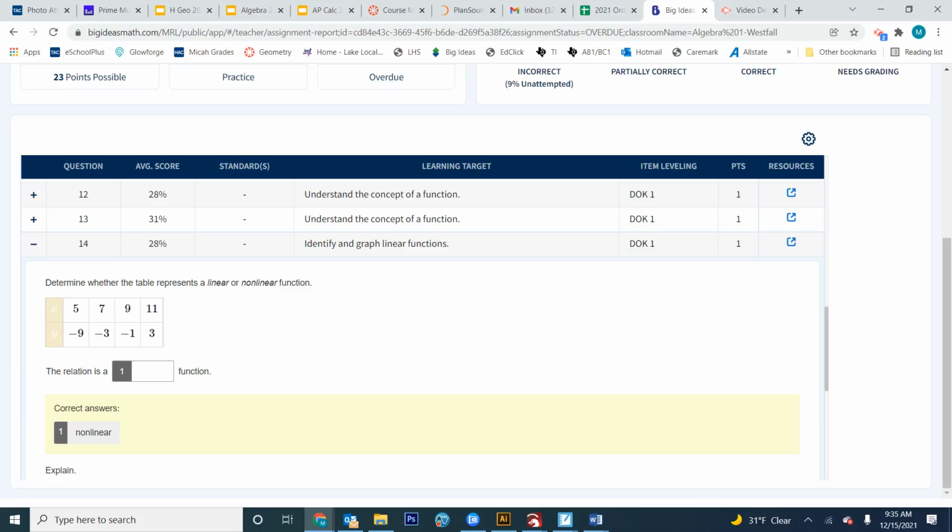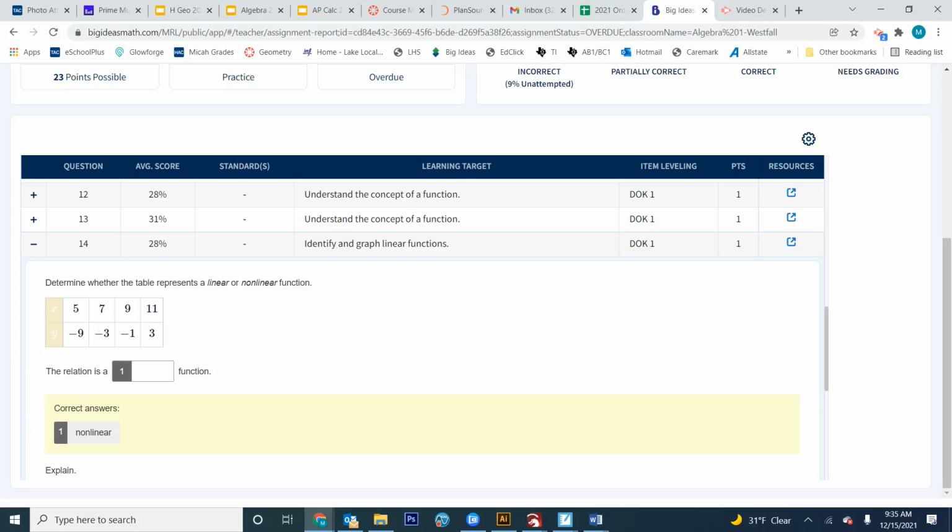Now, again, I think this is an easy problem. How do we determine if it's a linear function? Okay. Do you guys remember? We're given a table here, right? What has to be true if it's a linear function? How do I know if it's a linear function, guys, from the table? Do you guys remember? Mary, what do you think?